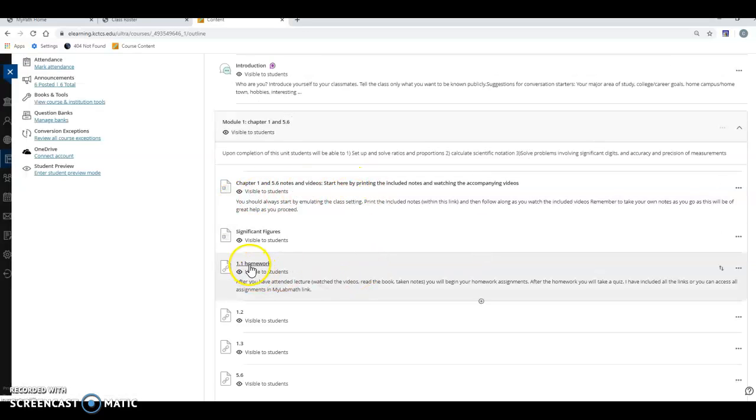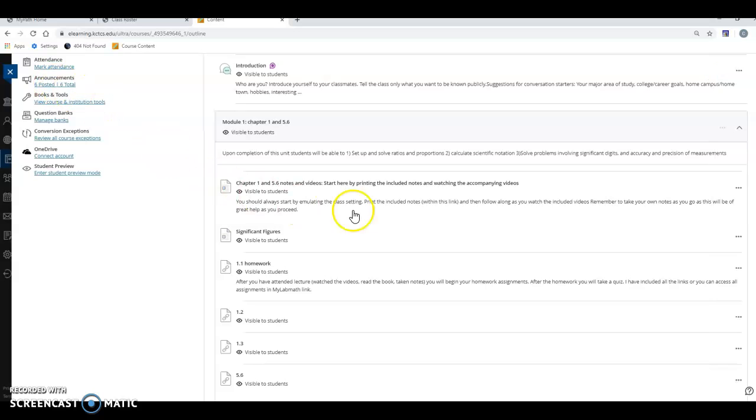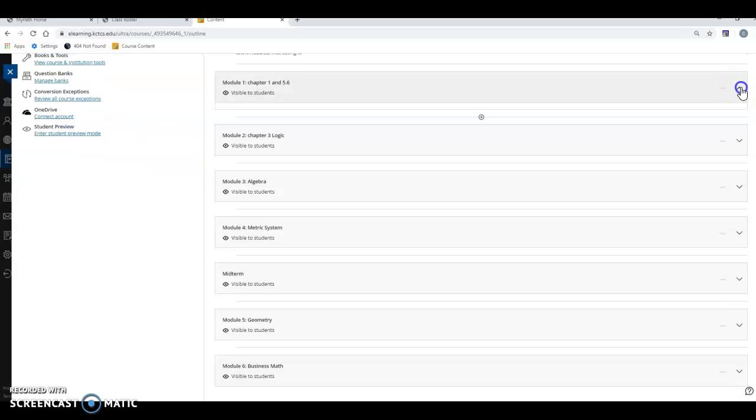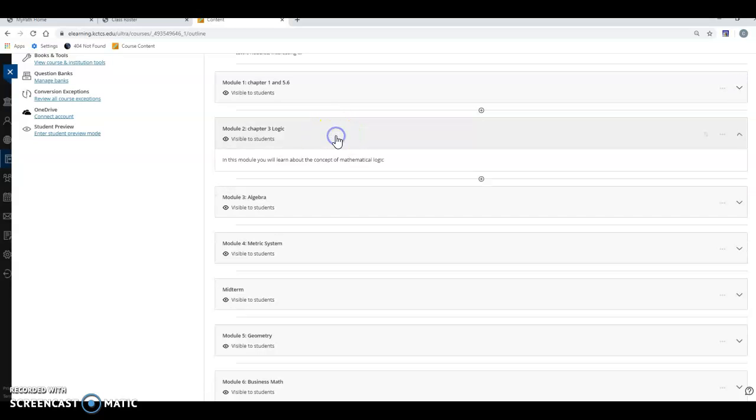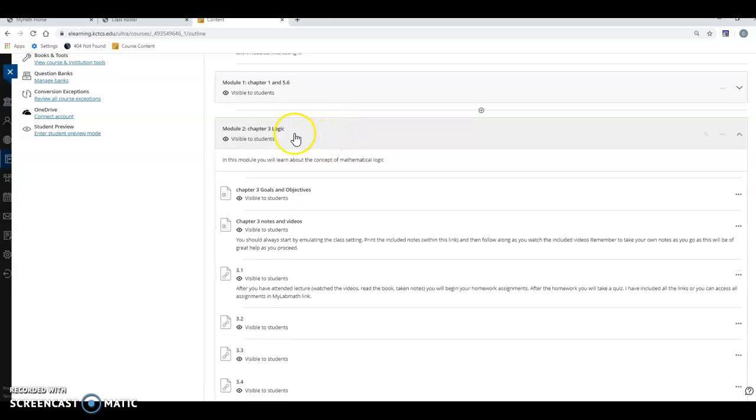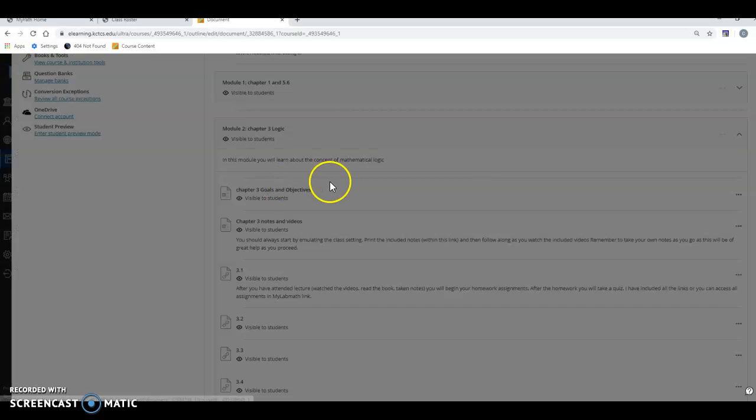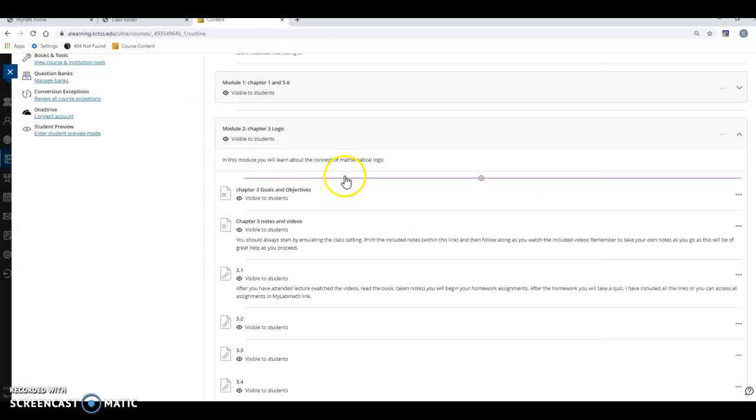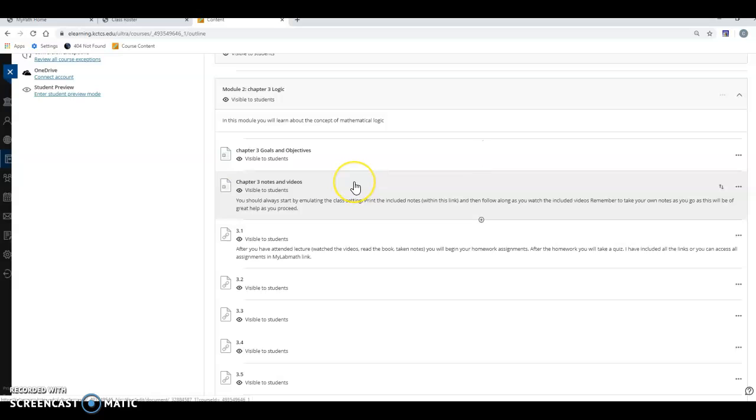Then we have homework, 1.1 homework. Now when I click on this, it's going to deny me access because that's now closed. That due date is passed. So let me just close that for us. Then we start over. We're in module 2 right now, which is the chapter 3 logic chapter. And I always have this to tell you what the goals and objectives are for the course, what we're supposed to learn, the sections we cover. Not much in there, but that's that.